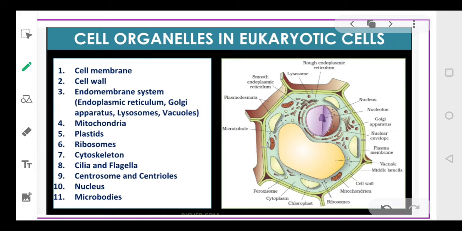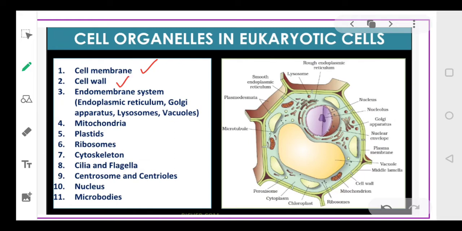Now, we know that all eukaryotic cells are not identical. Even plant cells and animal cells are different from each other. So first of all, let's look at the structure of a plant cell. As you can see in the picture, this is a plant cell. A plant cell contains a plasma membrane, and outer to the plasma membrane there is a cell wall.